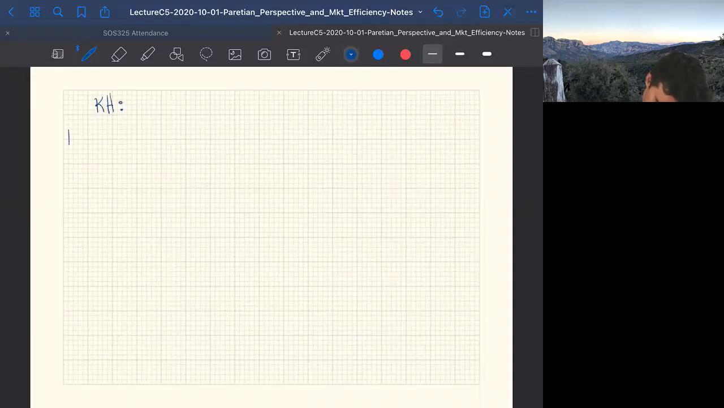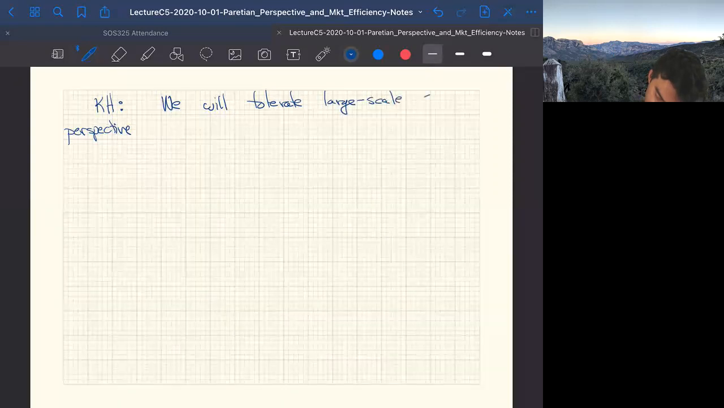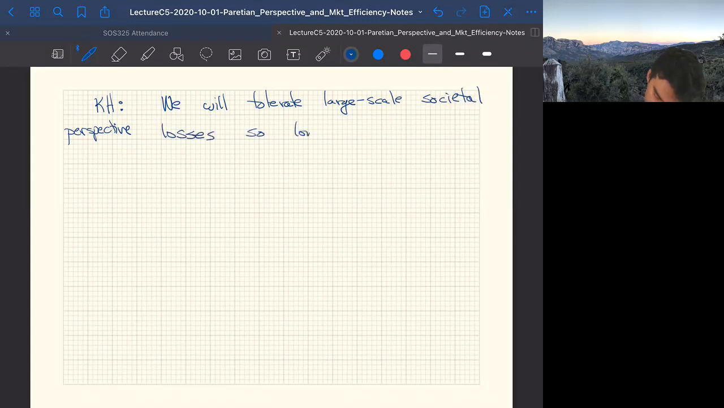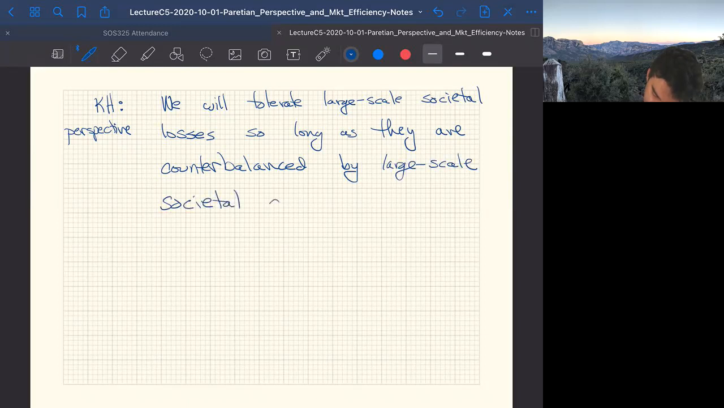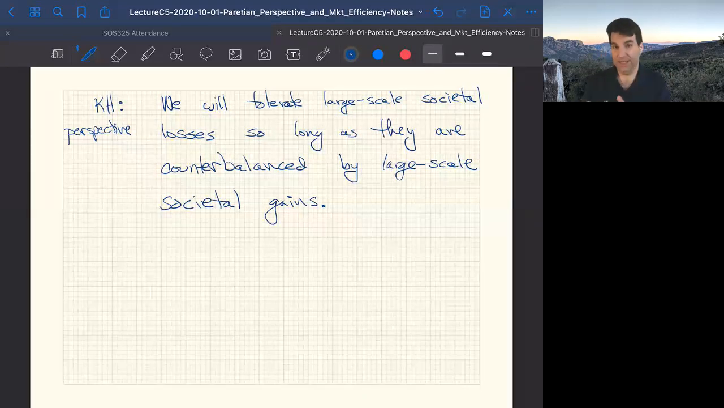So in the Kaldor-Hicks perspective, we will tolerate large scale societal losses so long as they are counterbalanced by large scale societal gains. Thank you so much. Sure.